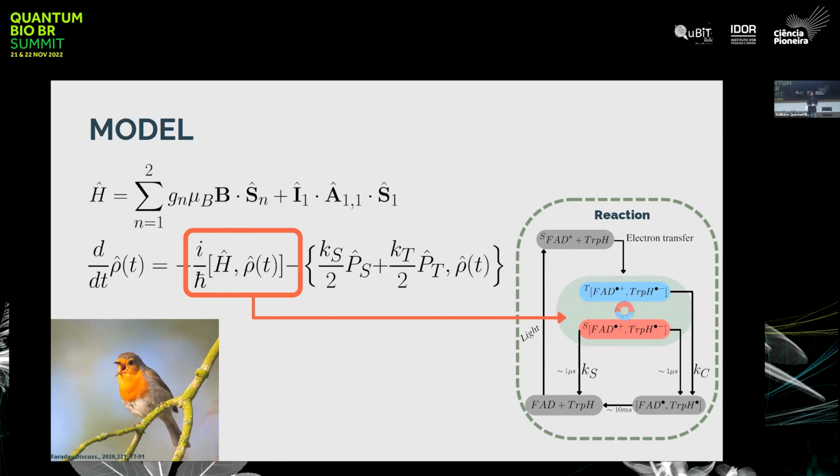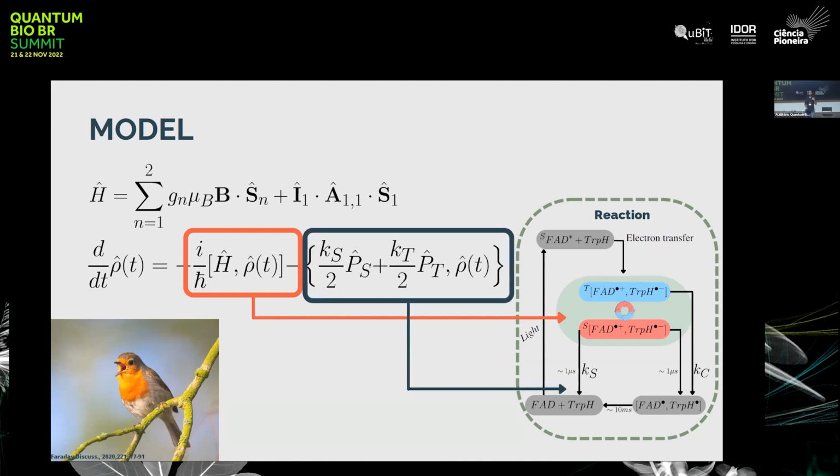And the second part of the equation is the Lindbladian, that models the recombination, where PT and PS are the projectors in the singlet and triplet states. They basically model the recombination, and Ks and Kt are the recombination rates. Here, we usually assume that Ks and Kt have the same values simply for simplicity, but this isn't always the case.